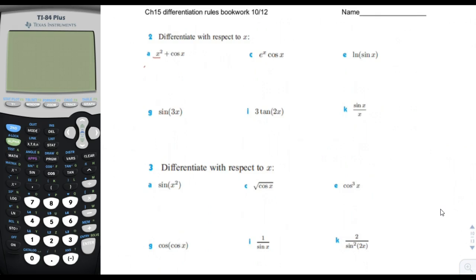The derivative of x squared is 2x. The derivative of cosine is negative sine of x.